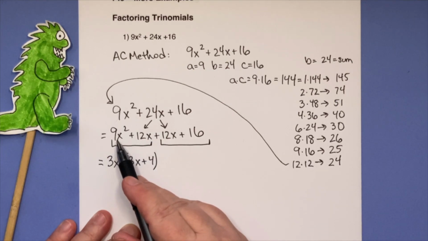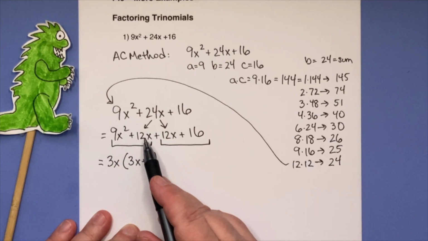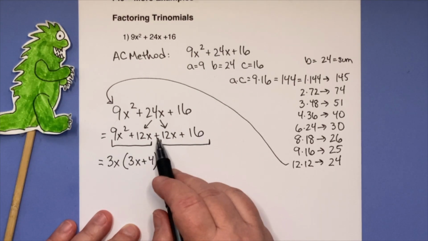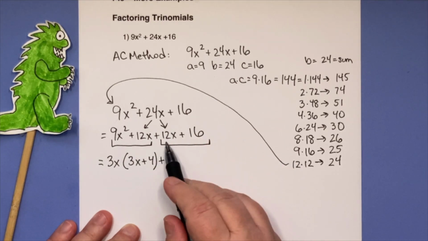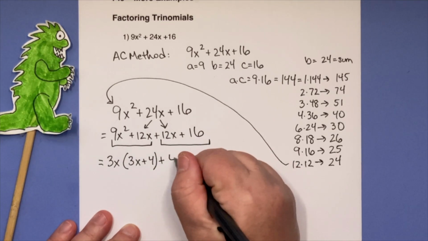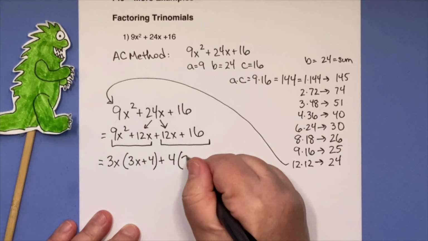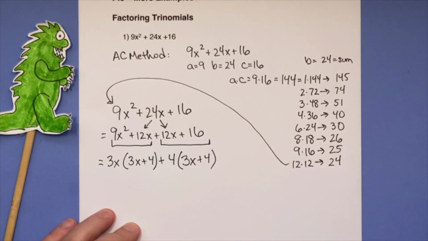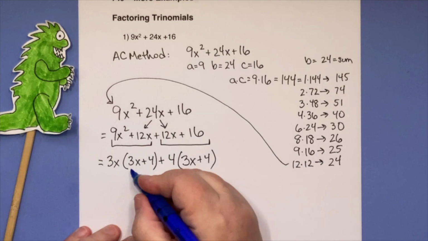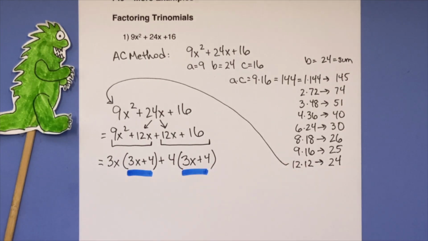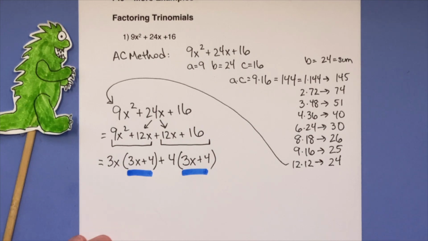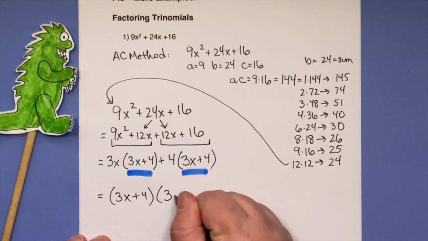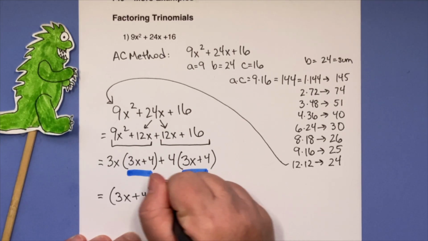3x times 3x gives us 9x squared. 3x times 4 gives the 12x. Okay, between 12x and 16, I got a plus here, so I bring that down. I think I've only got a 4 that's common. 12 divided by 4 gives us that 3x. 16 divided by 4 gives us the 4. And then we get very excited because 3x plus 4 matches. So our grouping works. So we've got 3x plus 4 times the quantity 3x plus 4. Oh my goodness, it is a perfect square.